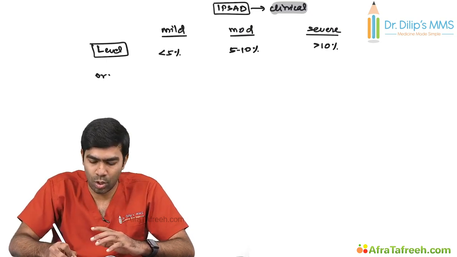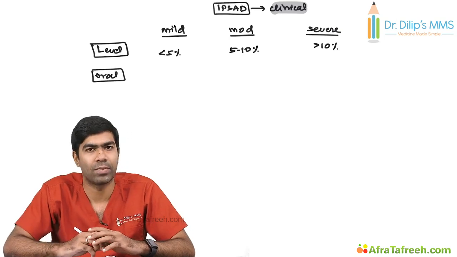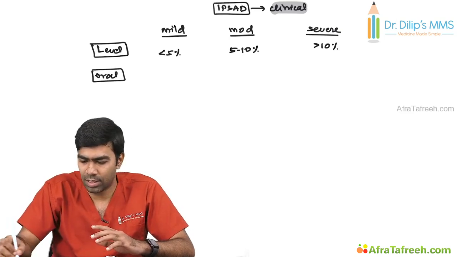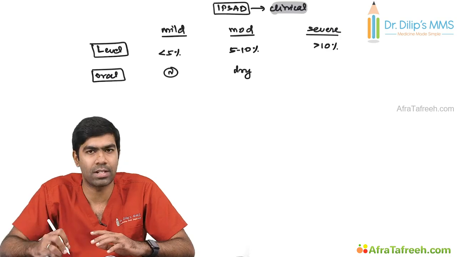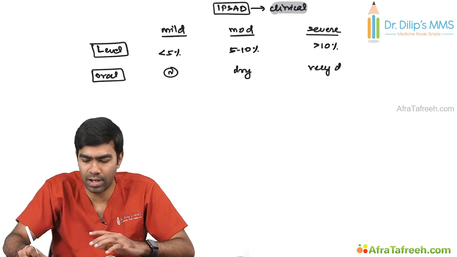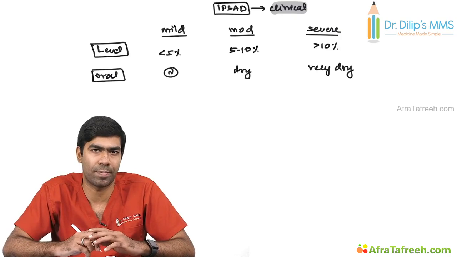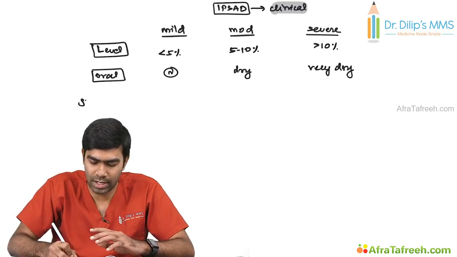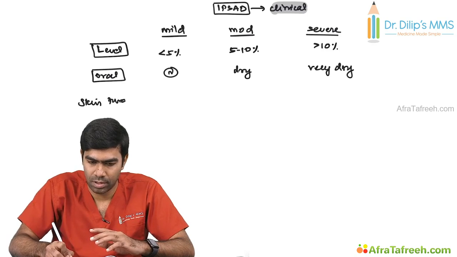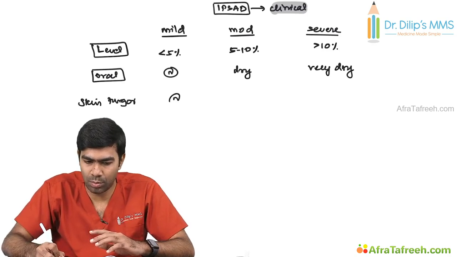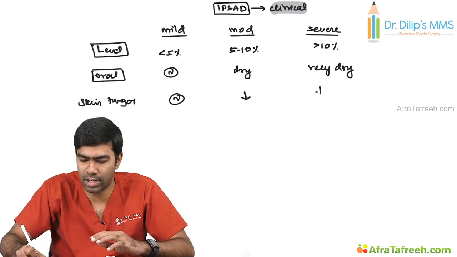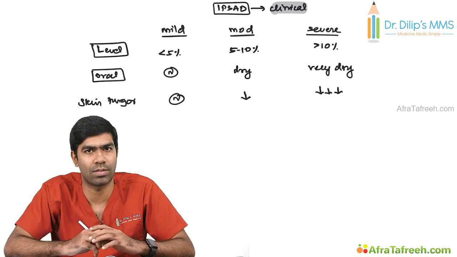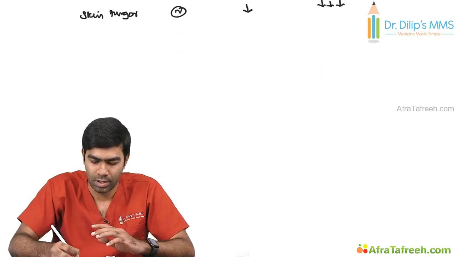Next is the oral mucosa, and you're going to see the oral cavity. So the oral cavity is supposedly normal in patients suffering from mild DKA. It will be dry in patients suffering from moderate DKA, and it will be very, very dry in patients suffering from severe DKA. And you're going to see the skin turgor. The skin turgor is supposed to be normal in patients who are suffering from mild DKA, slightly decreased in patients who are suffering from moderate DKA, and significantly decreased in patients who are suffering from severe DKA.